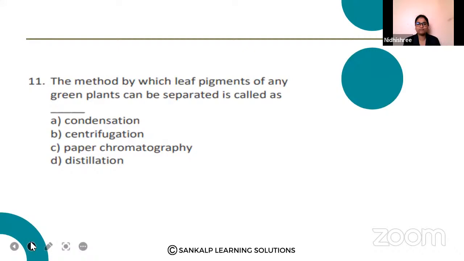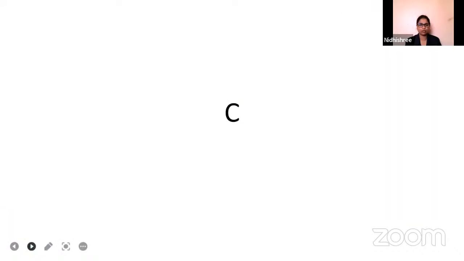11th question goes like this. The method by which leaf pigments of any green plant can be separated is called condensation, centrifugation, paper chromatography, or distillation. Be fast, guys. Kanchanaraj, option C. Kavita, option C. Most of you voted for option C. Great. Let us check the answer. The right answer is option C, that is paper chromatography.